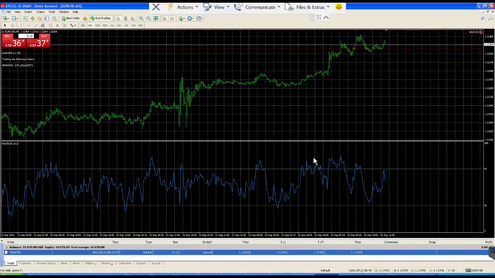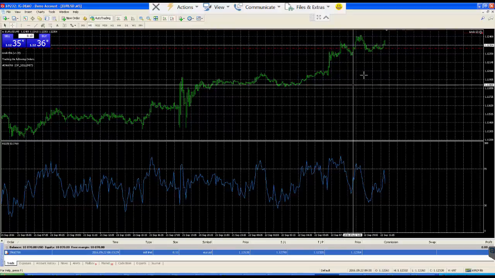Let's look now at what is a negative divergence. It's the same thing, but the other way around. Here we have a new high made on this 5-minute chart. You have a high here, you have a high there. That's a new high. Well, let's see what the RSI has done.